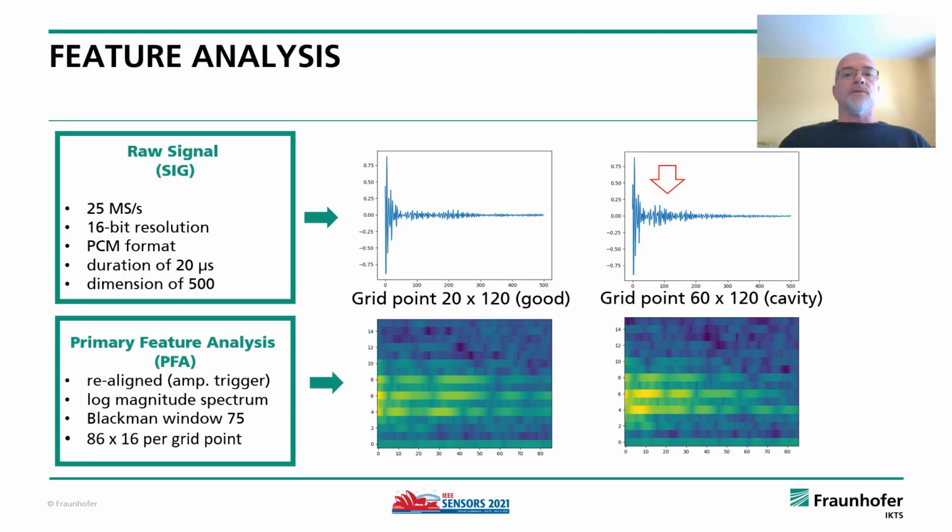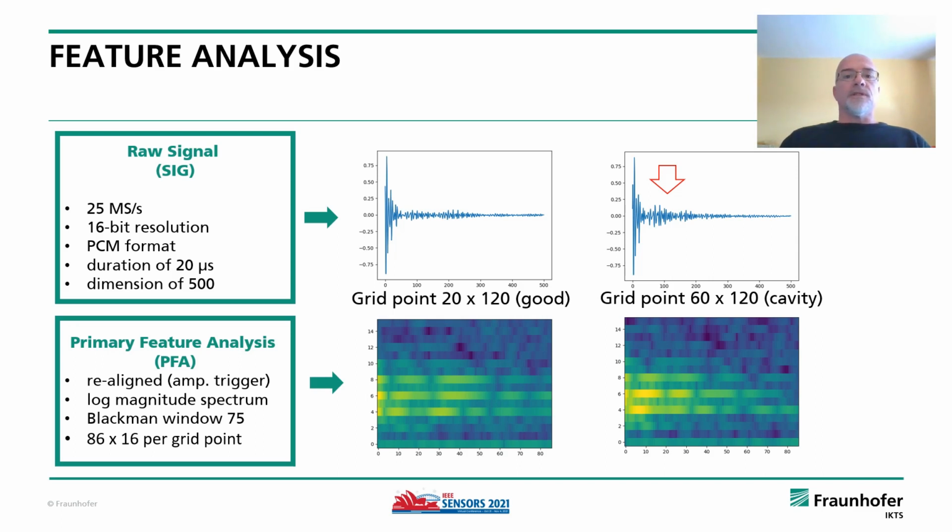As features, we use the raw transducer readings signal as analog signals converted to the big endian PCM format and 16-bit resolution. With a duration of 20 microseconds and a sample rate of 25 megasamples per second, the samples have dimension of 500 points per grid point. The signals are realigned by a trigger that finds the positive amplitude onset greater than a preset threshold.